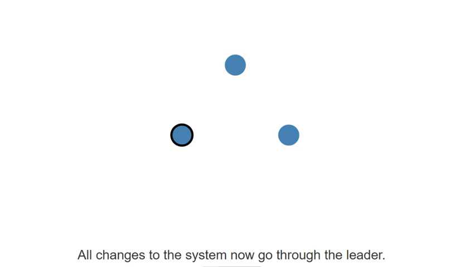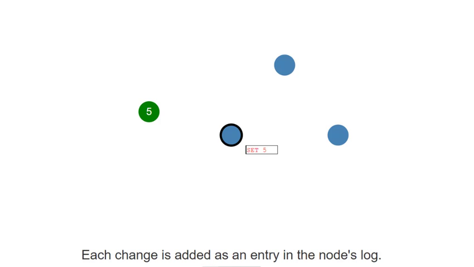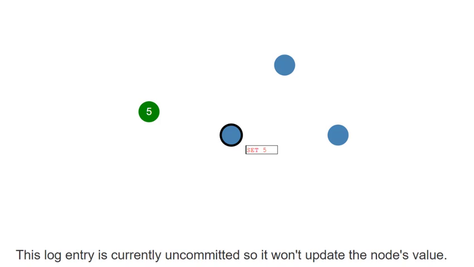All changes to the system now go through the leader. Suppose I want to set a new data, it will be passed through the leader. Each change is added as an entry to the node's log. So suppose I want to add 5 to that particular node, then it will be added as a log. The log entry is currently uncommitted, so it won't update the node's value.